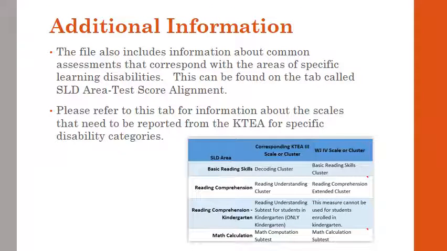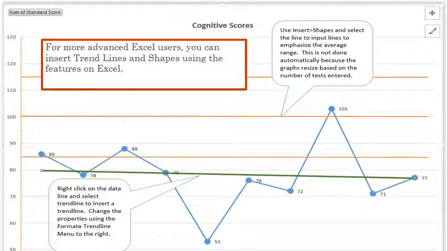There's additional information contained in this file as well. There's information about common assessments that correspond with the areas of specific learning disabilities. This can be found in the tab called SLD Area Test Score Alignment. Please refer to this tab for information about the scales that need to be reported for the KTEA for specific disability categories. But wait, there's more!